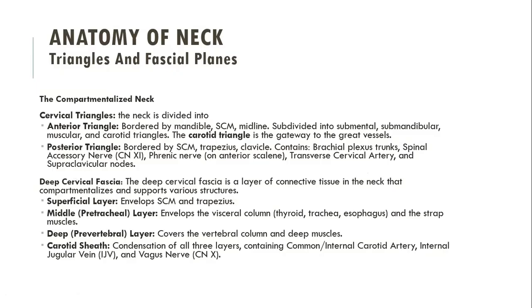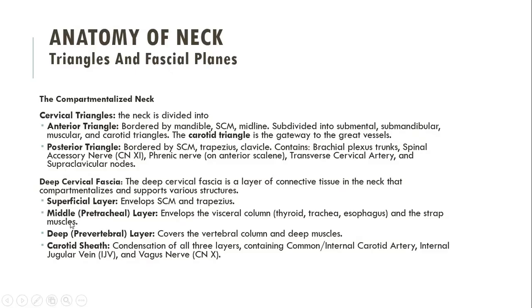These are all the important structures in the posterior triangle. Now, after these triangles, you will see fascias in the neck. Now, there is deep cervical fascia. The deep cervical fascia is a layer of connective tissue in the neck that compartmentalizes and supports various structures. So it basically is a connective tissue that compartmentalizes and supports those structures in the triangle.